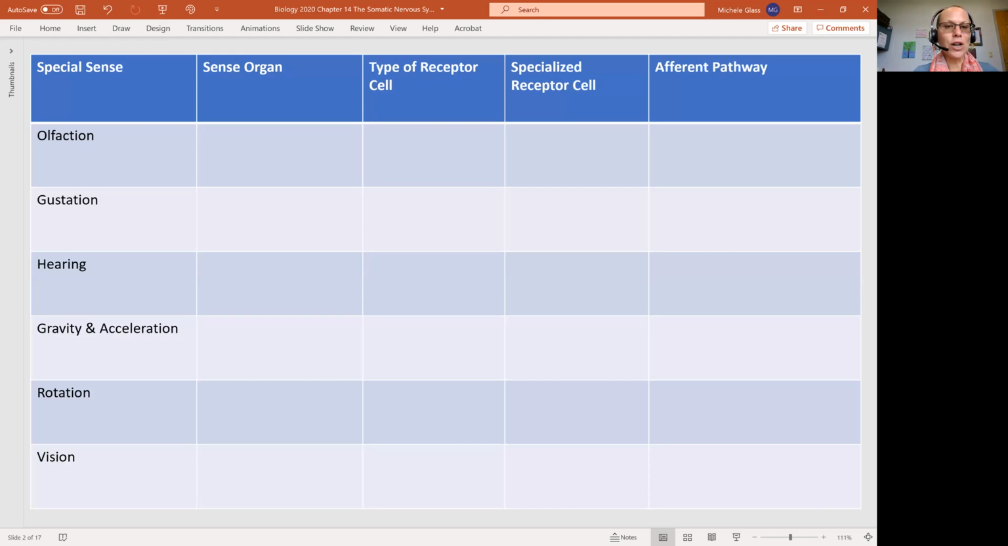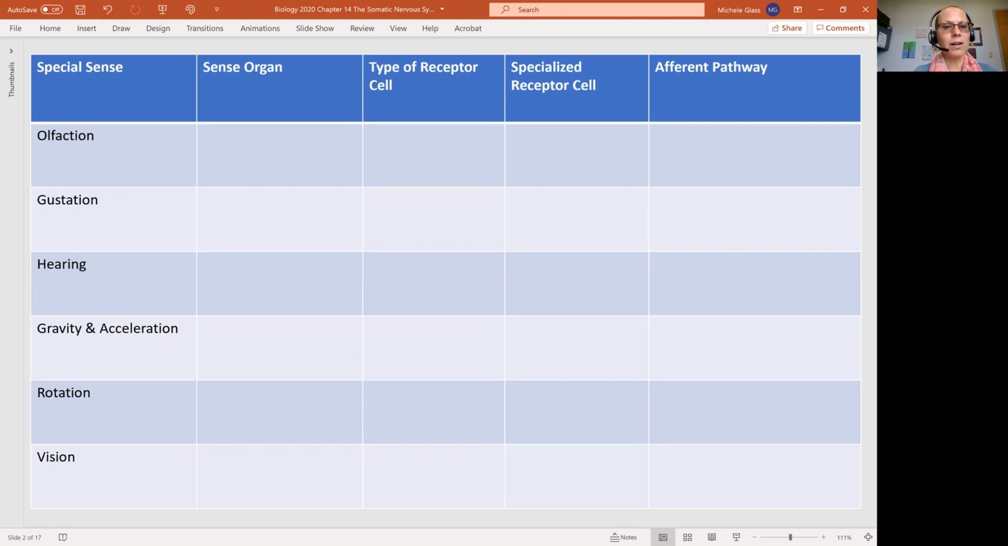So I have presented here a chart for you, and you might want to organize all of your notes for all of chapter 14.1 in this type of a table, giving yourself quite a bit of space, or maybe use this as a review sheet at the end of all of the presentations. So we'll come back to this throughout. So we have 7 rows and 5 columns. And when we look at our column headings, the first is labeled special sense. So each of these rows is labeled based on the special sense, and we've just listed those. So this would include olfaction, gustation, hearing, gravity and acceleration, rotation, and vision.